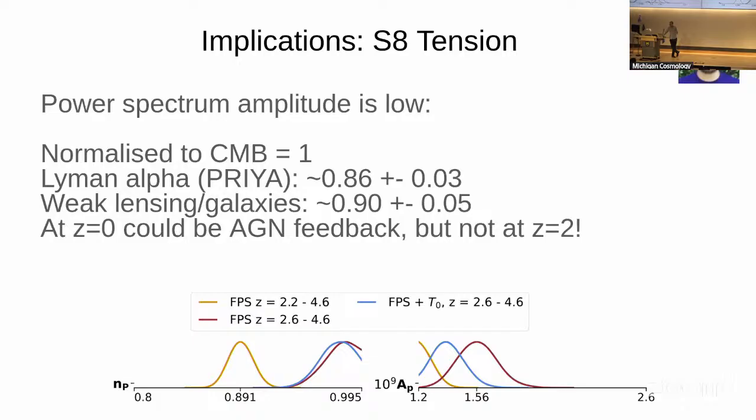People explain the weak lensing tension, or there have been many attempts to explain the weak lensing tension with AGN feedback. That is fairly difficult to do at redshift 0. You have to be quite aggressive with your AGN feedback model. At redshift 2, it is very difficult to do with AGN feedback. Like, as I said, there are just not enough black holes. It is really hard to get this out of AGN feedback.